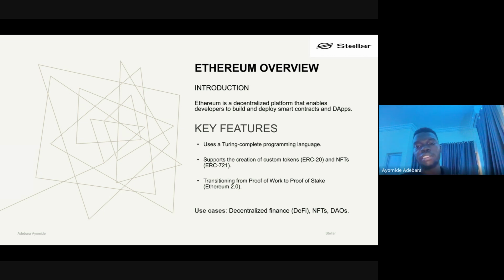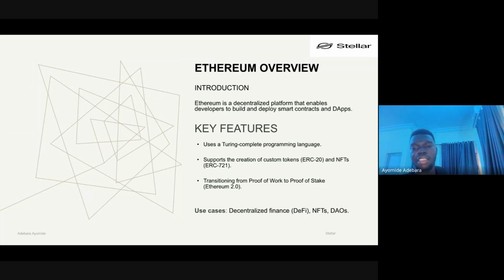Key features: we said it uses a quasi-Turing complete programming language. Yes, that's Solidity. Ethereum also supports Vyper apart from Solidity. Then it supports the creation of custom tokens, that's ERC20, and NFTs, the ERC721. And also its transition from proof of work to proof of stake, Ethereum 2.0. I made mention of that.